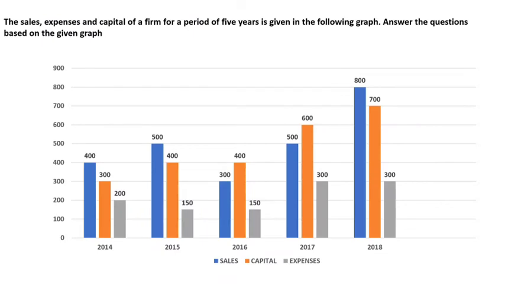So here is your first question. The sales, expenses and capital of a firm for a period of 5 years is given in the following graph. Answer the questions based on the given graph. So we will see the graph is a multiple bar diagram. Here you can see 2014, 2015, 2016, 2017 and 2018, 5 different years and 3 multiple bar diagram which includes 3 parameters here.